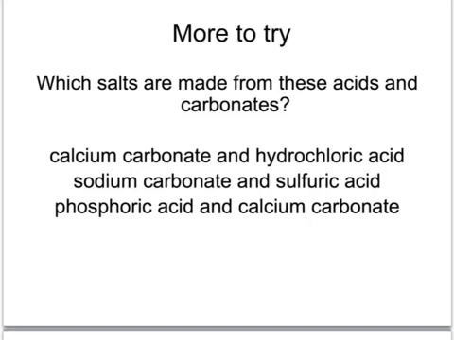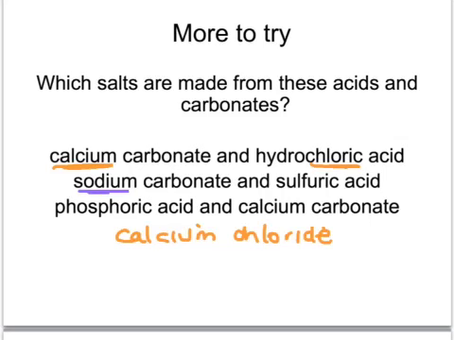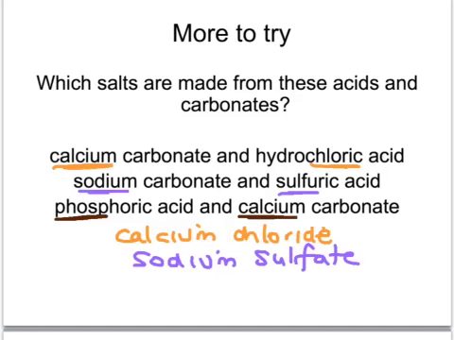Similar idea, this time with acids and carbonates. In the first case, we've got calcium carbonate and hydrochloric acid. So that one's going to give us calcium chloride. In the second case, we've got sodium carbonate and sulfuric acid. That's going to make us sodium sulfate. And in the final one, we've got phosphoric acid and calcium carbonate. These are the other way around now, so that's going to give us calcium phosphate.